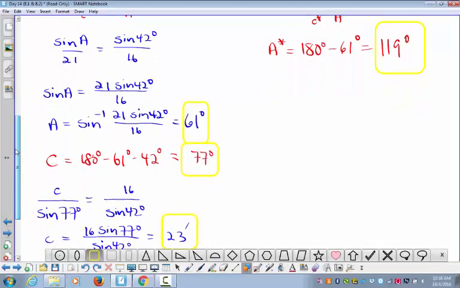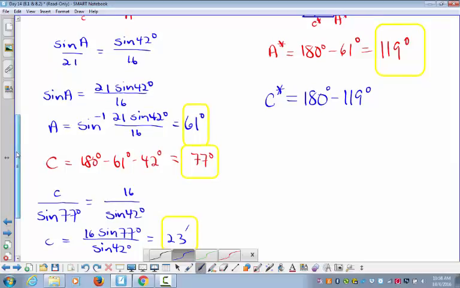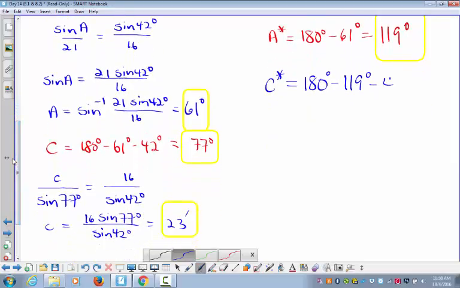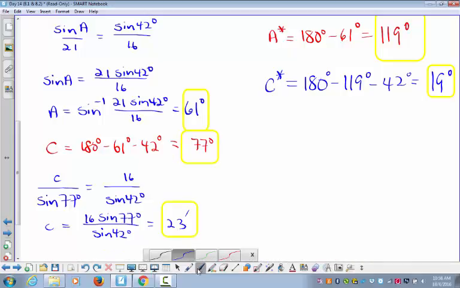Now we can find angle C star, I should say. So that's going to be 180 degrees minus 119. And what was the other angle up there? 42. Minus 42. And so what does that all give us? 19. And now we'll go for side C star.